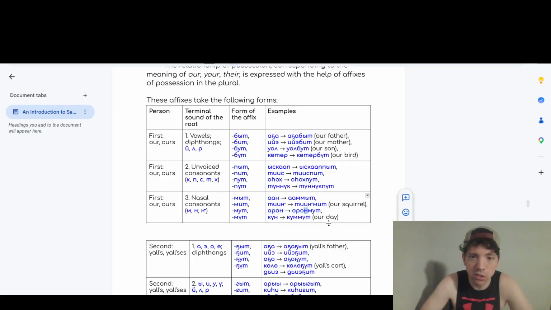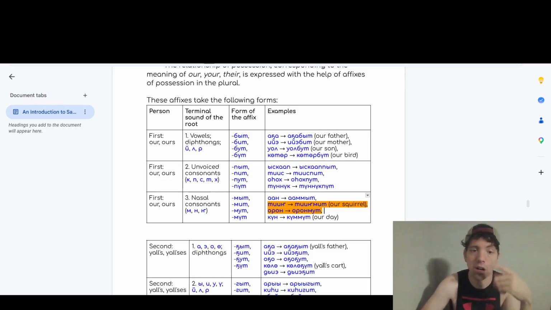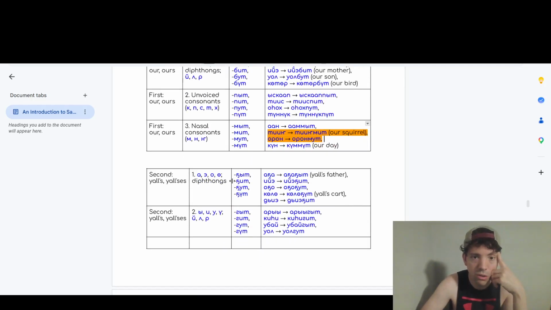That N has got to change to an M because look, kun becomes kumut. It changes. That's one of the rules that we've learned. And I'm pretty sure it's the same with the preceding one. But I'm just going to highlight it orange. If I find out at some point and remember, I'll put it in a pinned comment for you guys. So if you're watching this, check the pinned comment if it's there.